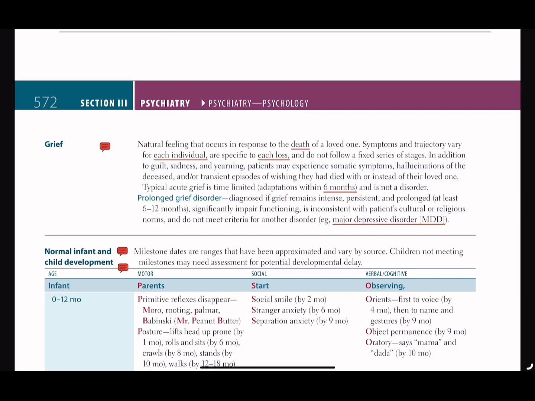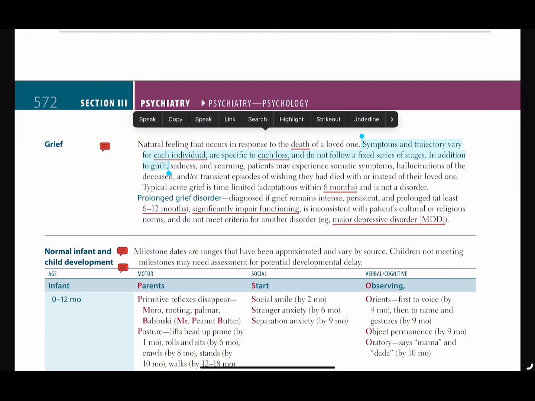But prolonged grief is diagnosed if grief remains intense, persistent, and prolonged for at least 6 to 12 months, with significantly impaired functioning, is inconsistent with the patient's cultural or religious norms, and does not meet criteria for another disorder. Even though normal grief will have guilt, sadness, yearning, somatic symptoms, and hallucinations, it is normal until 6 months. After 6 months, that's when it becomes prolonged grief disorder, if it doesn't meet the criteria for another disorder such as major depressive disorder.